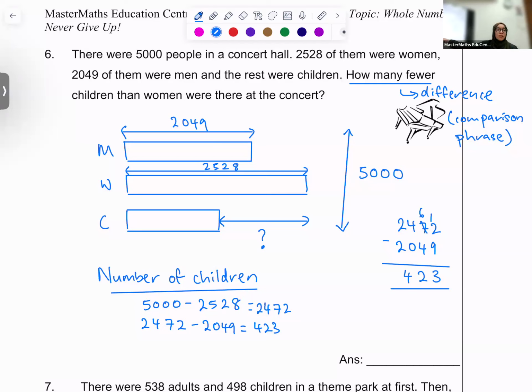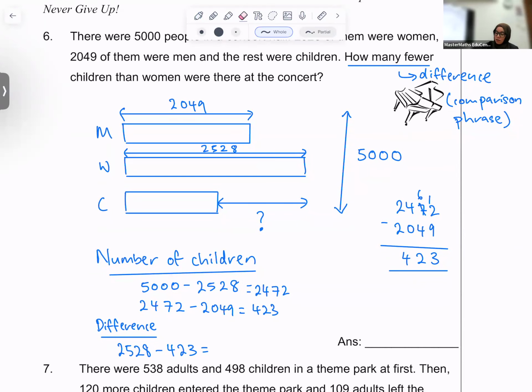This is the number of what, guys? Children. Last step in this question. The last step is find the difference. What is the difference between women and children, right? What do we do? 2,523. Very good. We're gonna work this out together as well after everyone is done writing.